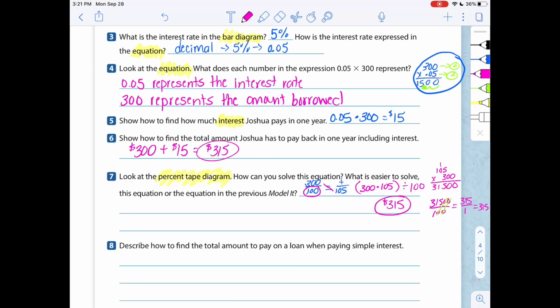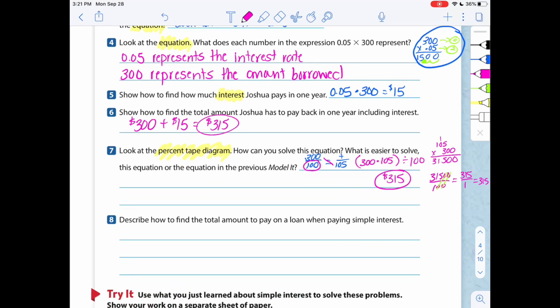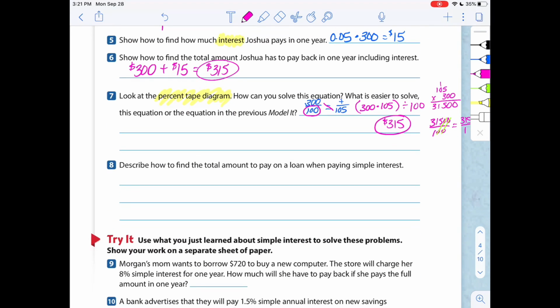Number 8 asks you to describe how to find the total amount to pay on a loan when paying simple interest. So for number 8, I want you to pause the video and I want you to write in your own words. I don't want you to use any numbers from the problems we've talked about. Using your own words, I want you to describe how to find the total amount on a loan when paying simple interest. Go ahead and pause the video and write your thoughts down.